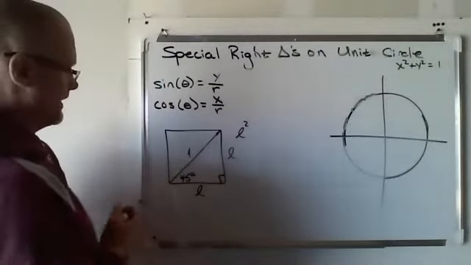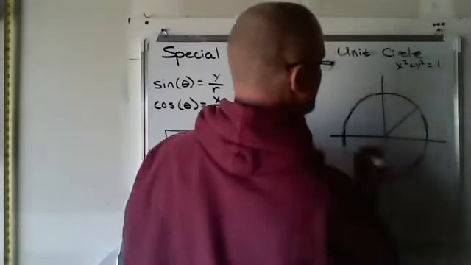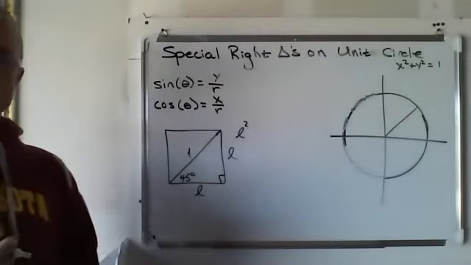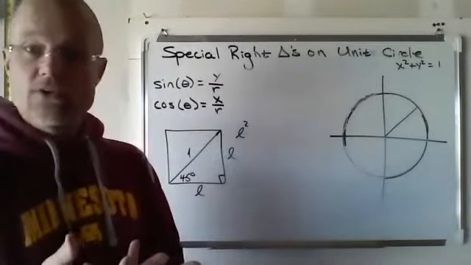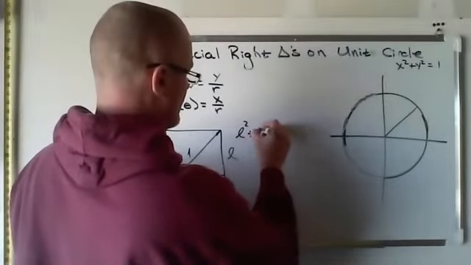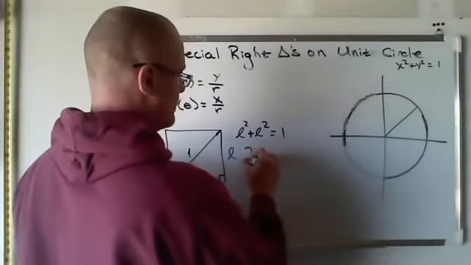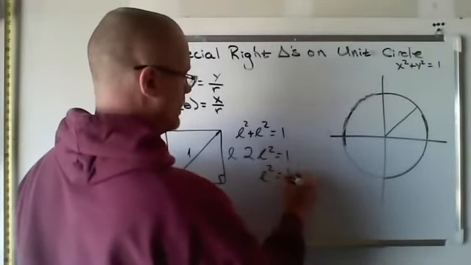That's kind of an interesting thing. On a 45-degree line, does it make sense that the x and the y would be the same? Well, a 45-degree line is the line y equals x. So I think it does. So that's good. So L squared plus L squared is equal to 1. 2L squared is equal to 1. So L squared is equal to 1/2.